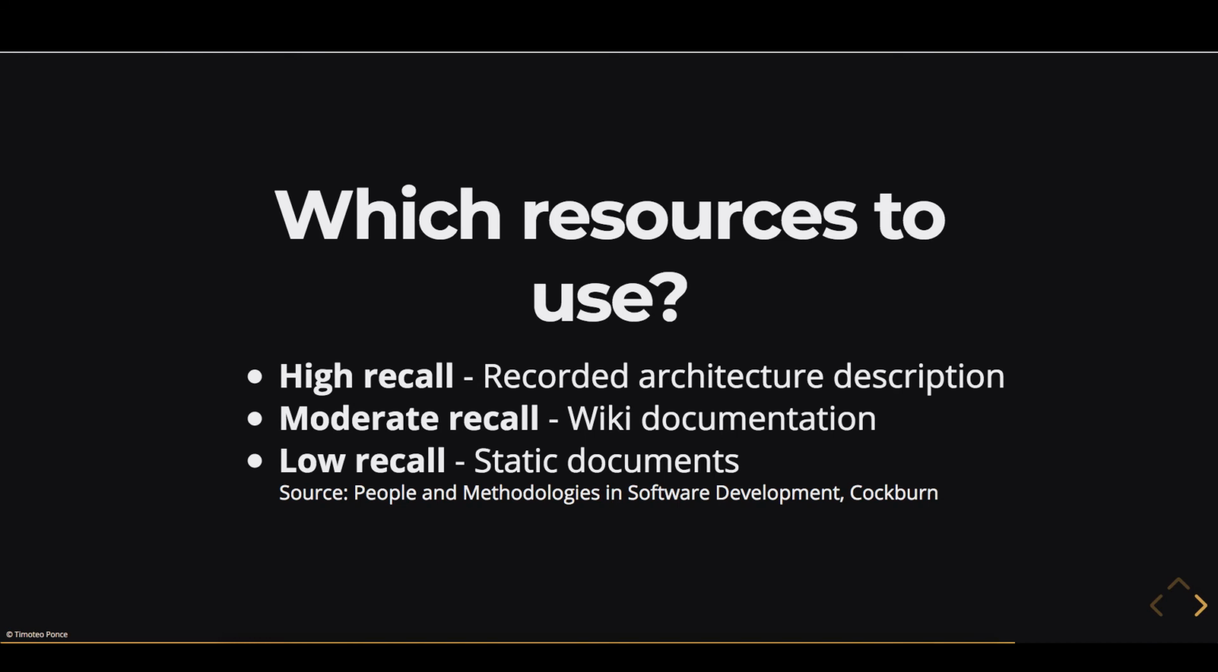And moderate recall is wiki documentation. This means if you have documentation in a centralized place that everyone can see and contribute to from time to time, it's better than having a static document. Static documents are the worst type of resources that you can use to document architecture. And it has been proven a lot in different companies.